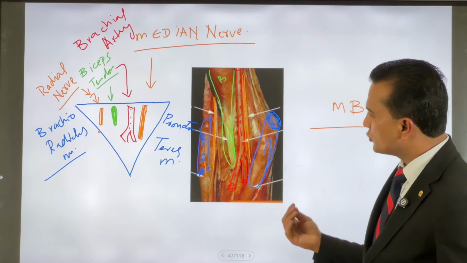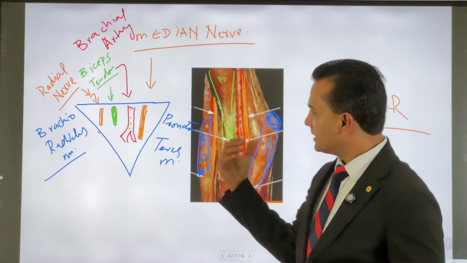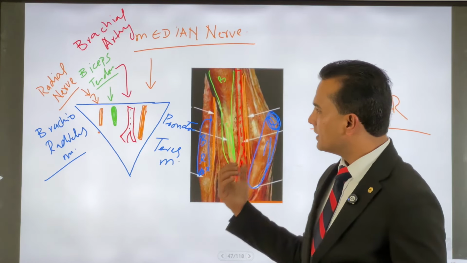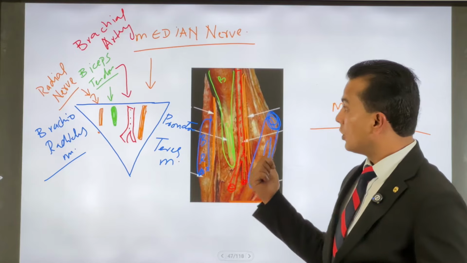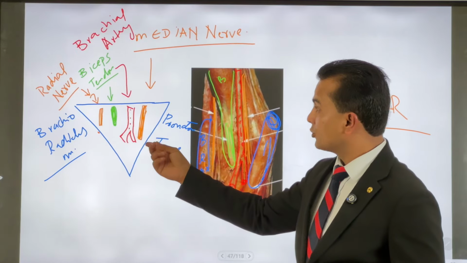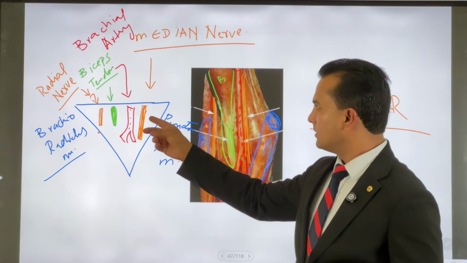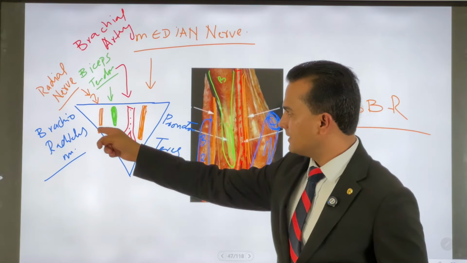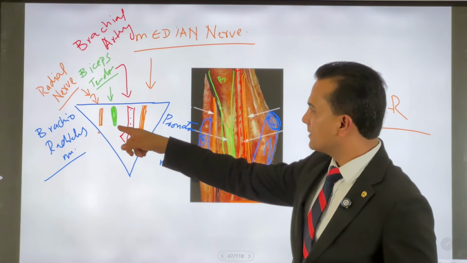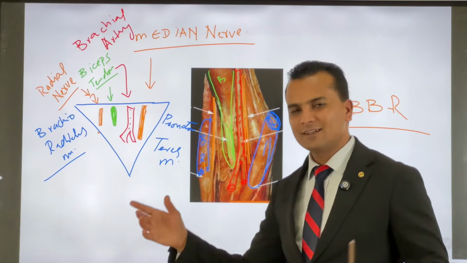If they ask you what is the structure immediately medial to the brachial artery in the cubital fossa, that is the median nerve. Immediately lateral to the tendon of the biceps, that is the radial nerve. Immediately medial to the tendon of the biceps, that is the brachial artery.